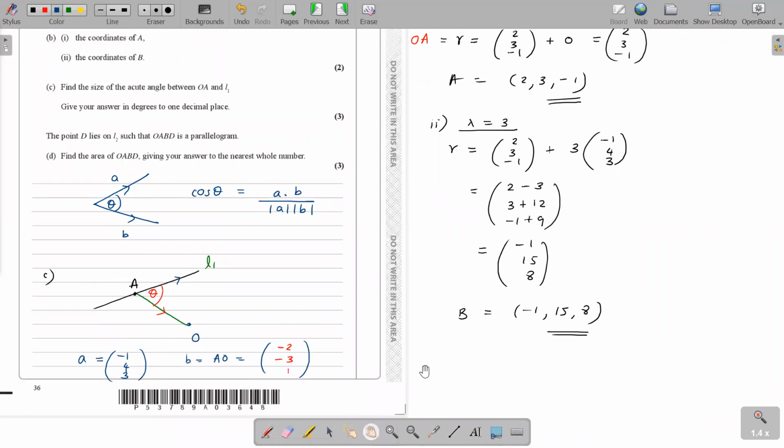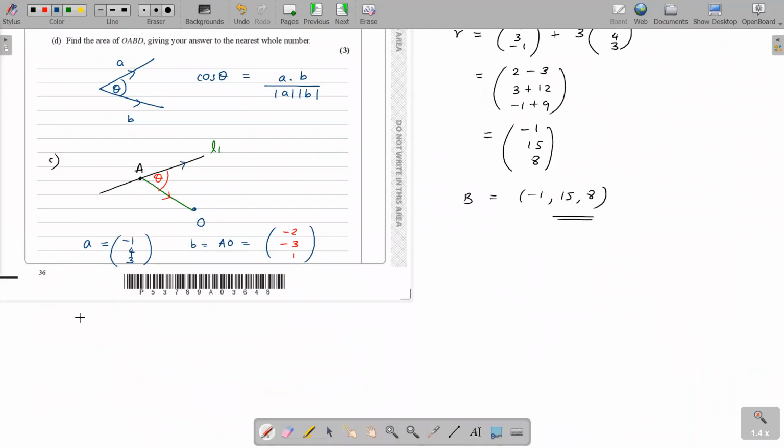Let me show you why it will not make a difference. Let's get the dot product A dot B: minus 1, 4, 3 with minus 2, minus 3, 1. Minus 1 into minus 2 is plus 2. Plus 4 into minus 3 is minus 12. Plus 3 into 1 is 3. How much is the answer? I get here a negative answer, minus 7. Is that correct? I get negative 7 here.